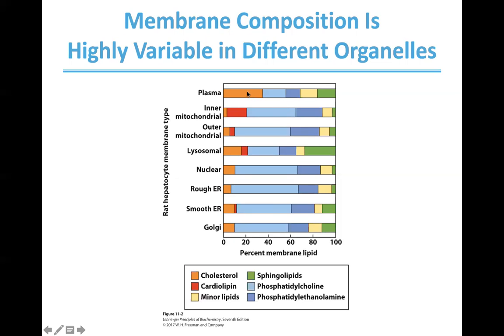So you can see in the plasma membrane there's lots of cholesterol. I cannot tell the colors very well, but I think I can tell. So cholesterol is one of the main components of cell membranes, but it's virtually absent in mitochondria. Virtually absent in mitochondria, but lots of it in the cell membrane.